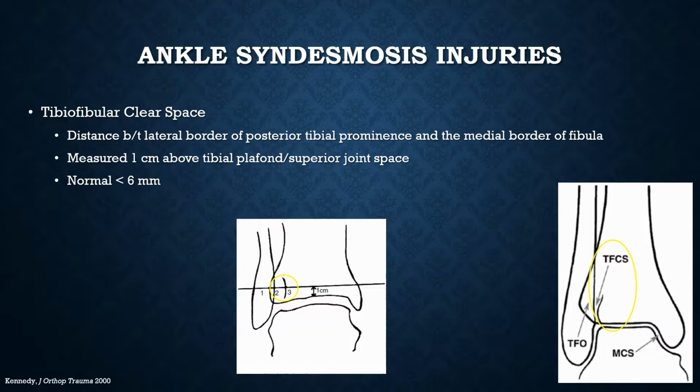In the left drawing, which is a mortise view, Point 3 represents the lateral border of the posterior tibial prominence. Point 2 represents the medial border of the distal fibula. So the tibiofibular clear space is measured between points 2 and 3 on this diagram. Bear in mind that this measurement, as well as the other measurements we're going to talk about, is taken 1 centimeter above the tibial plafond, or that superior joint space on the tibia over the talus. The reported normal value for the tibiofibular clear space is somewhere less than 6 millimeters.